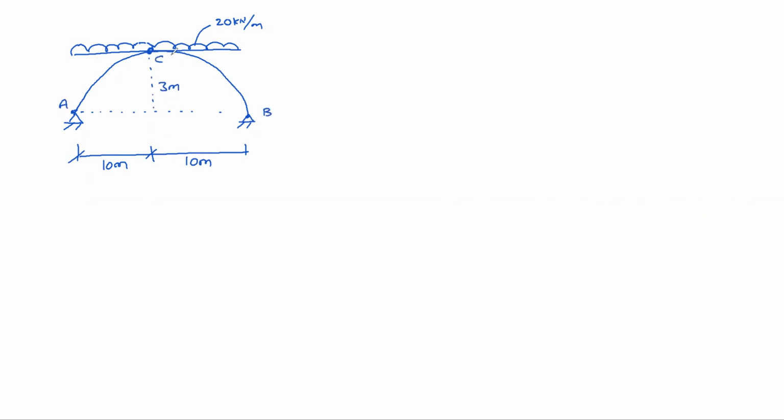Suppose UDL is there like this, 20 kilonewtons per meter. The span is 10 meters, 10 meters, with a central height of 3 meters. Okay, A point, B point, C point. The question is like this.